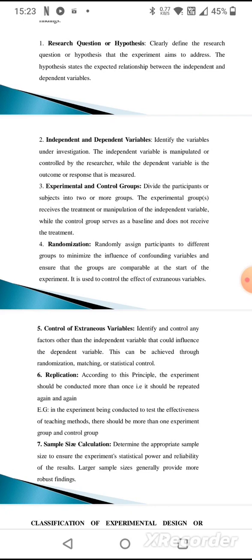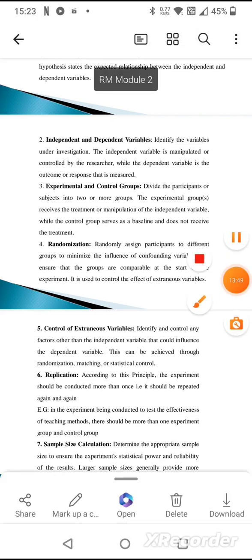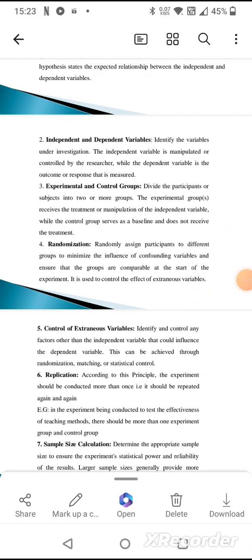So next one being control of extraneous variables. Extraneous variables are like, you have one dependent and you have one independent variable. So apart from the one independent variable, the dependent variable may be affected by other variables also, right? Those are called extraneous variables.